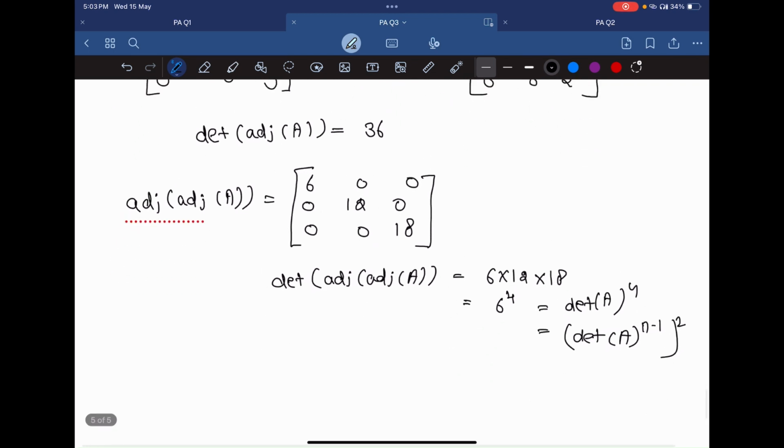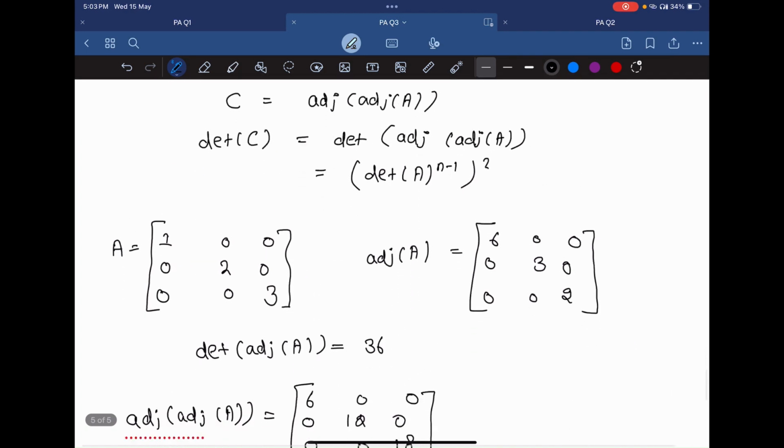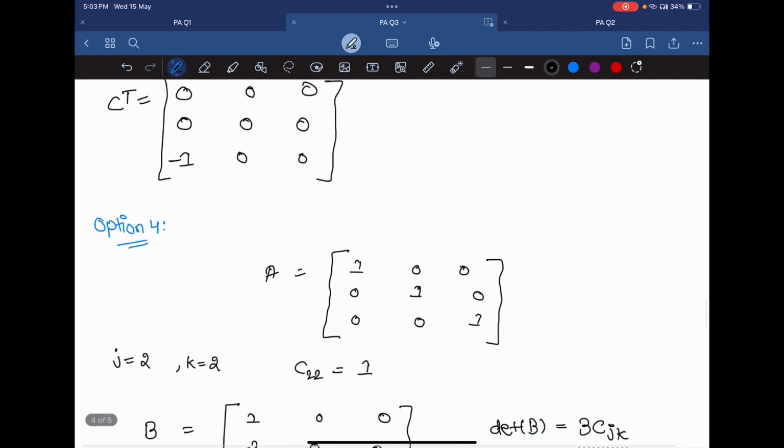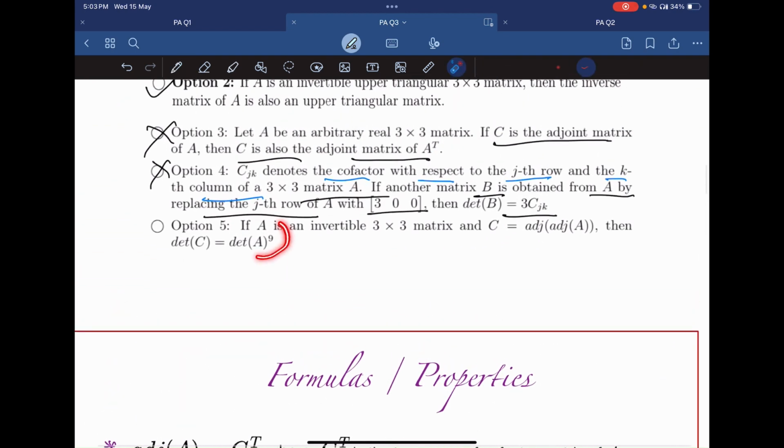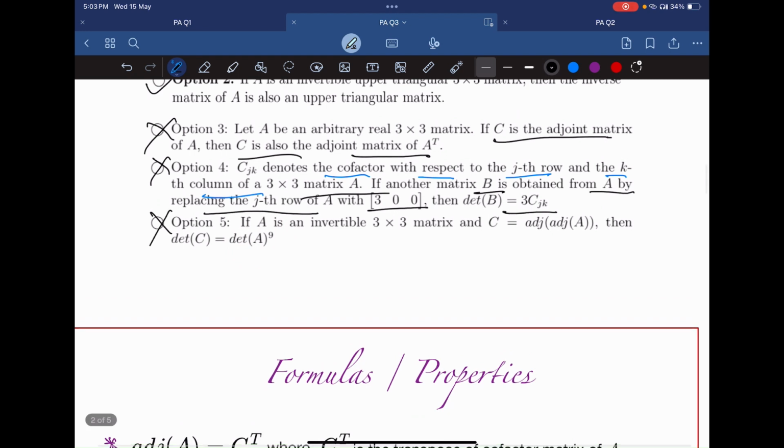So the result that we got above was correct, and hence as it is not equal to determinant of A power 9 that is given in the option, this option is also incorrect. Okay, thank you.